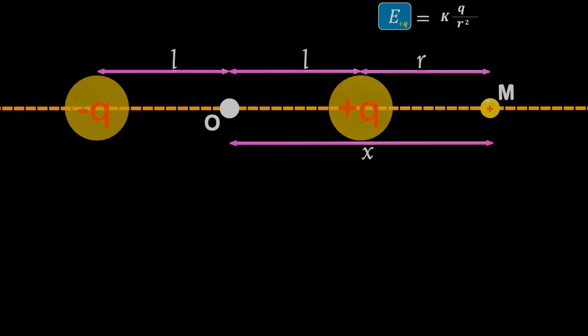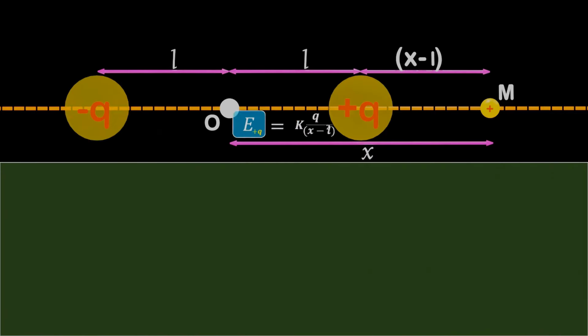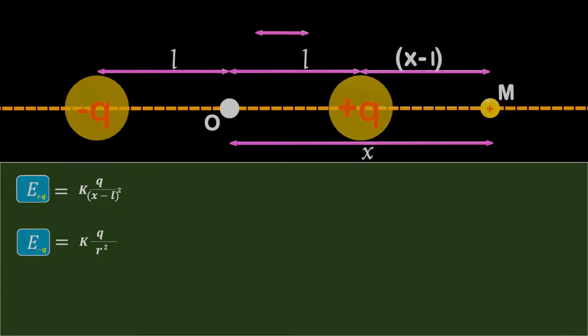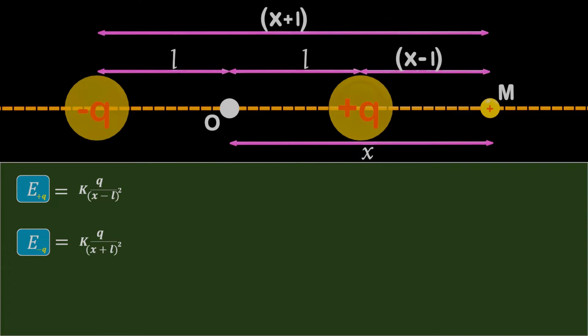Here the distance r can be expressed as x minus L. Similarly, the magnitude of the electric field intensity due to the negative charge at point M will be equal to kq divided by the square of the distance between the negative charge and point M. In this case, the distance r can be written as x plus L. So, now we have two equations. The first equation represents the electric field intensity at point M due to the positive charge, which is equal to kq divided by (x minus L) square. And the second equation represents the electric field intensity at point M due to the negative charge, which is equal to kq divided by (x plus L) square.